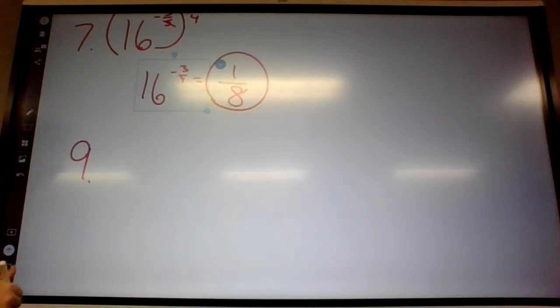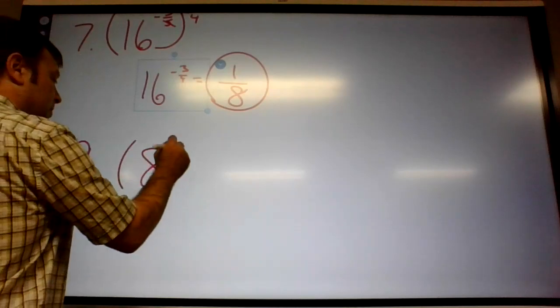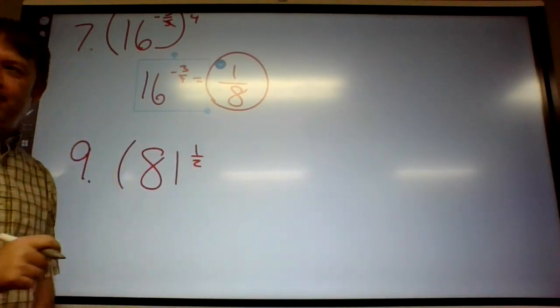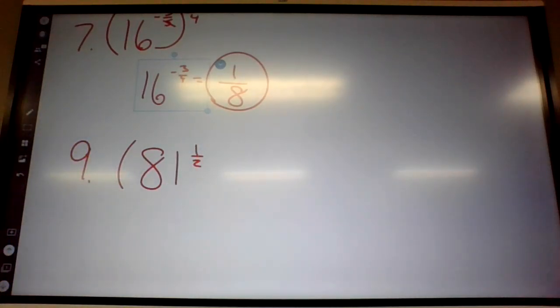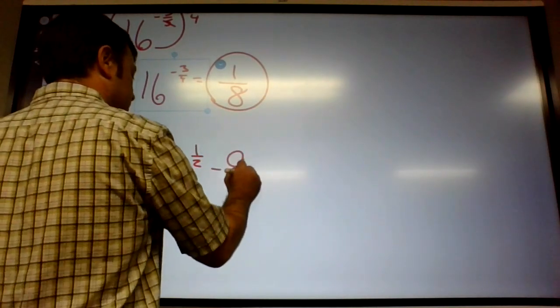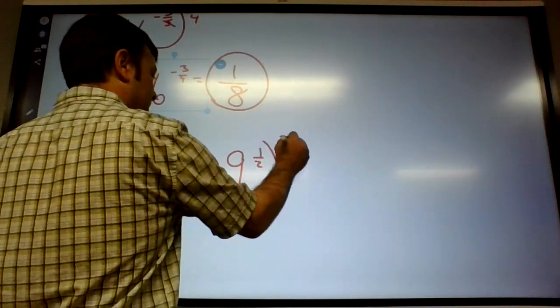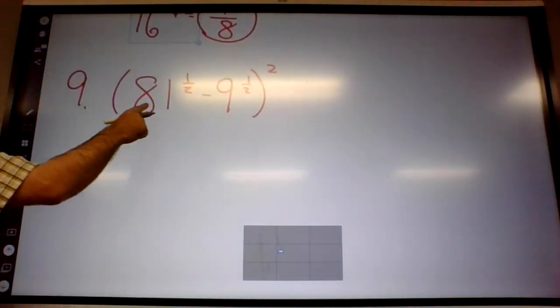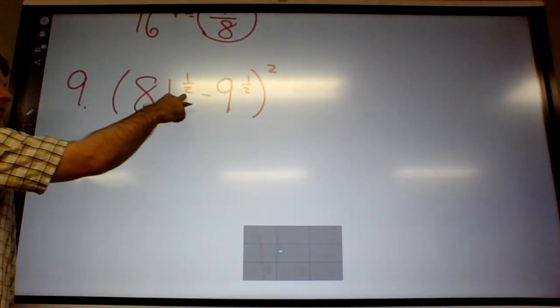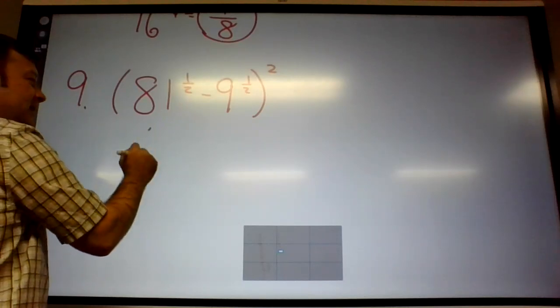A, B, into C, D. Please stop. You mean that? Sigma. Okay. What is 81 to the 1/2 power?